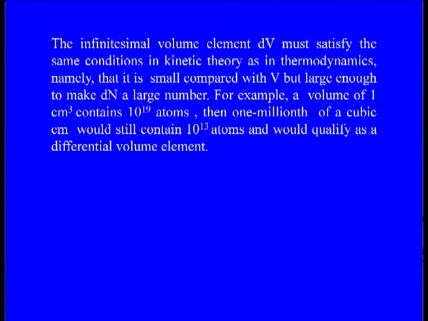The infinitesimal volume element dV must satisfy the same conditions in the kinetic theory as in thermodynamics, namely it is small compared with V, but large enough to make dN a large number. For example, a volume of 1 cubic centimeter contains 10 to the power 19 atoms, which is quite large. Then 1/1000th of a cubic centimeter would still contain a very large number, 10 to the power 13 atoms, and would qualify as a differential volume element. So, these volume elements should be very small compared to the total volume of the system, but simultaneously should contain a very large number of atoms, so that they satisfy the first assumption of the kinetic theory. Any small sample of gas consists of an enormous number of particles.